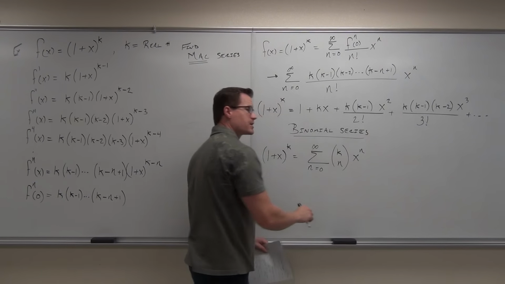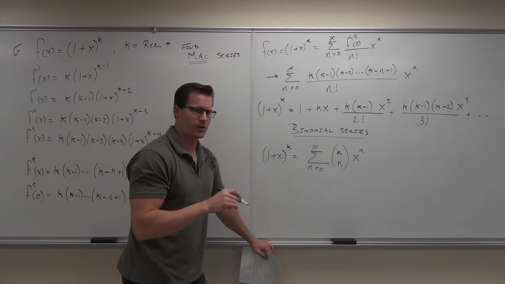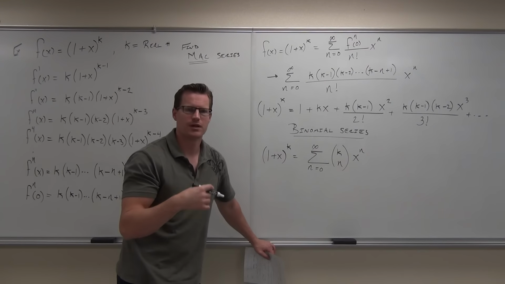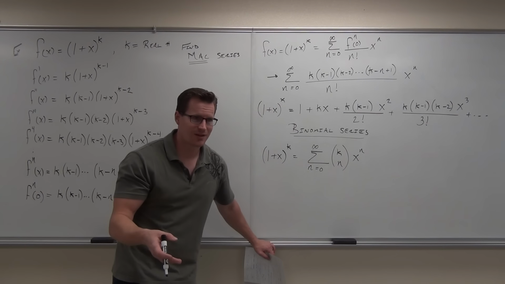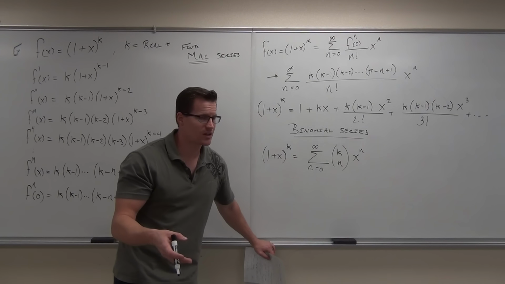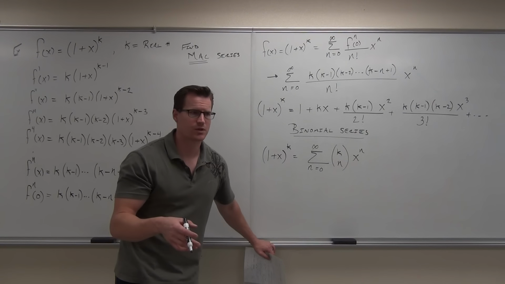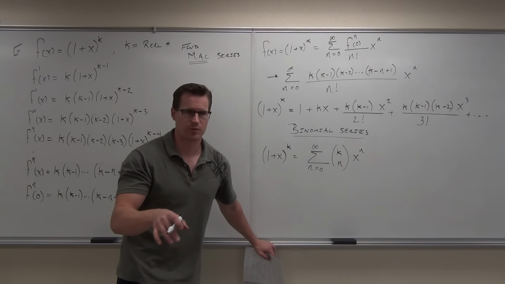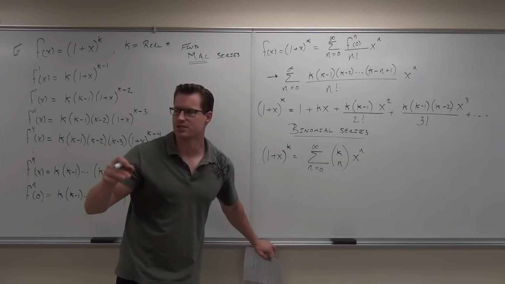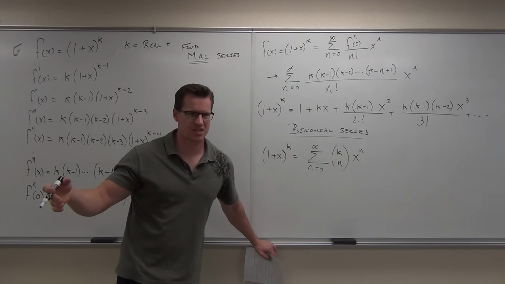If k is a positive integer, give me an example of a positive integer, please. 4. Good. What else? 2, 1. Not any positive number. 1.3 is not a positive integer. Positive whole numbers. Very good. Whole numbers are inherently positive. So positive integers are whole numbers: 1, 2, 3, 4, 5, 6, 7, 8, 9, 10, not 0. Does that make sense to you?